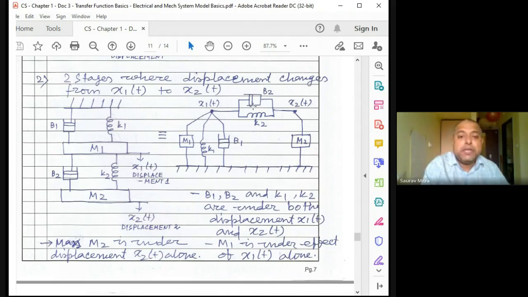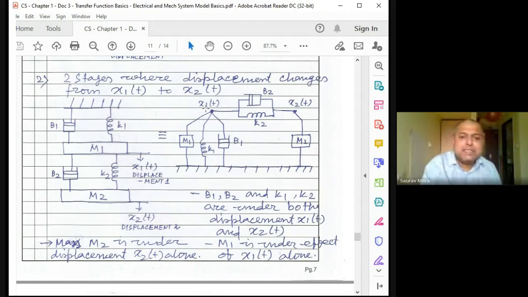So B2 and K2 is the link between M1 and M2. Between M1 and M2, the link is, so this is M1. You can interchange these two things in parallel; you can write B1 first, K1 next, M1, it doesn't matter. But M2 is coming like this.